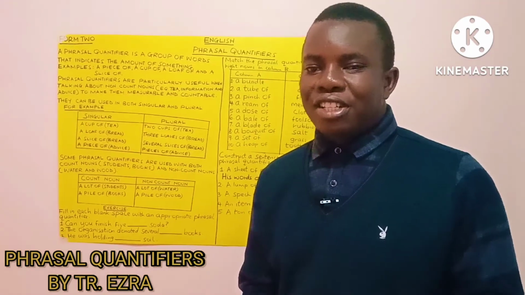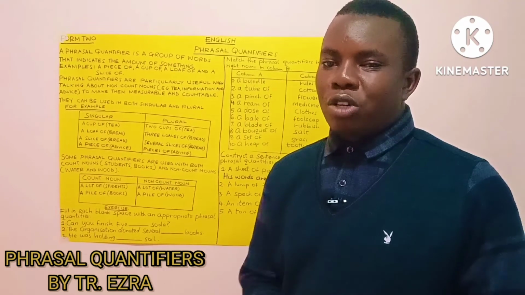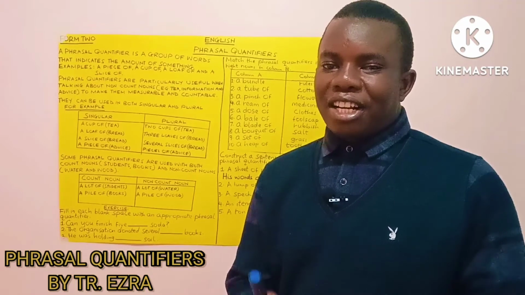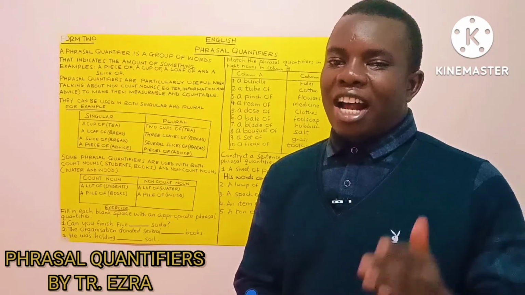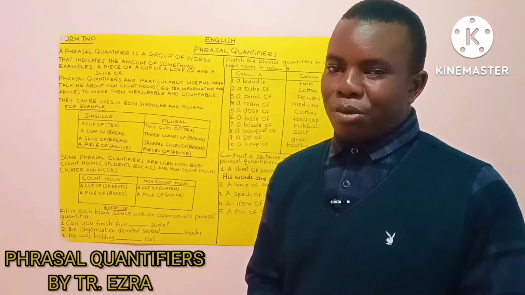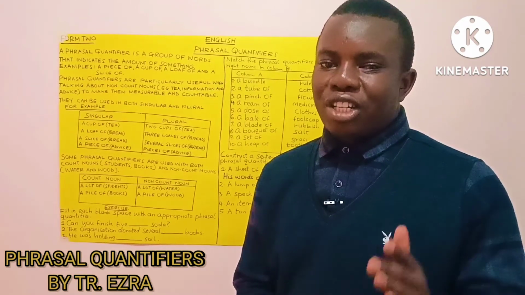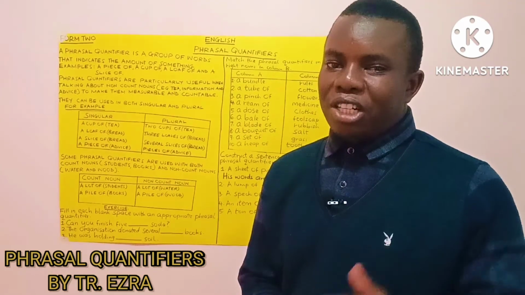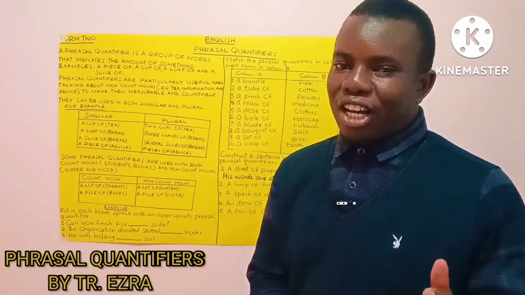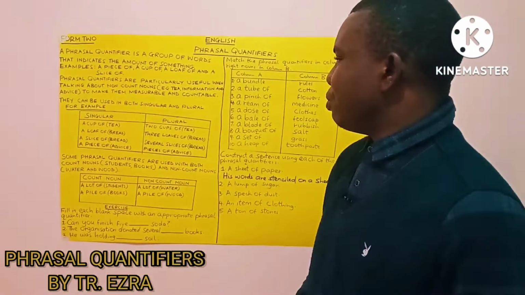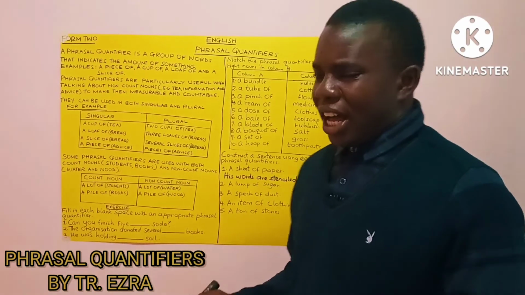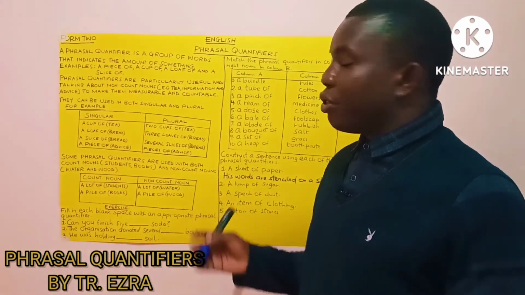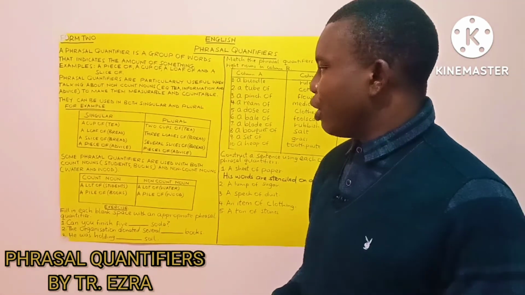In our previous lesson, we talked about count and non-count nouns, and we realized that non-count nouns are uncountable and unmeasurable. It is through the use of phrasal quantifiers that non-count nouns can be made measurable. Now, phrasal quantifiers can be used in both singular and plural.